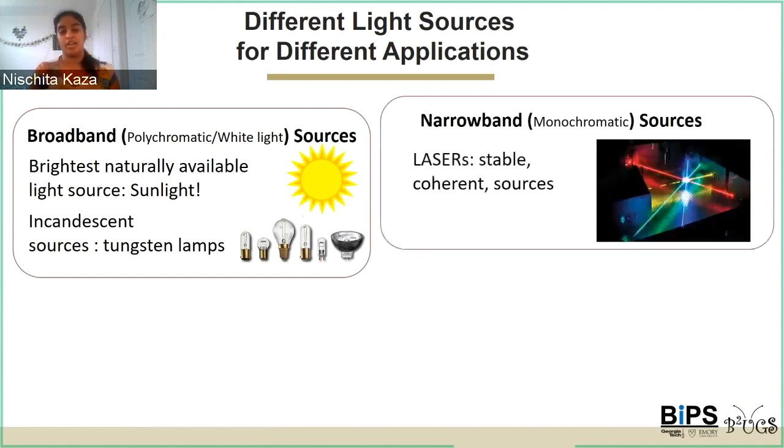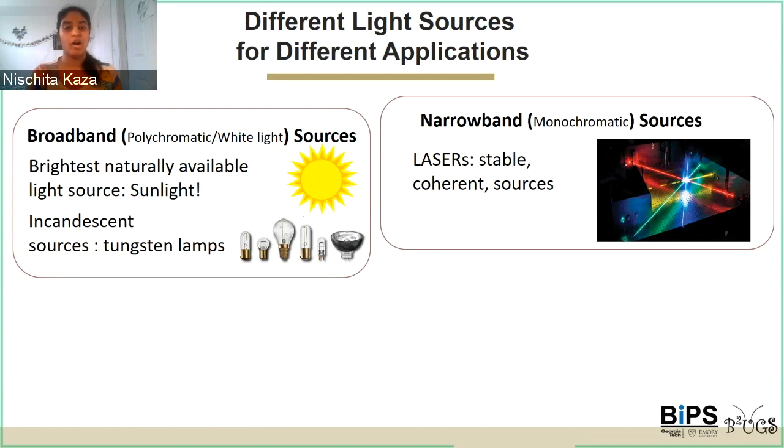At the other end, you have a narrowband source, or in other words, a monochromatic source. The best example of these are lasers, which I'm sure all of you have heard of. These are extremely stable, extremely coherent sources. While they are useful for a lot of applications, they're also extremely expensive and can be difficult to set up. So you don't always want to use them unless you absolutely need them.